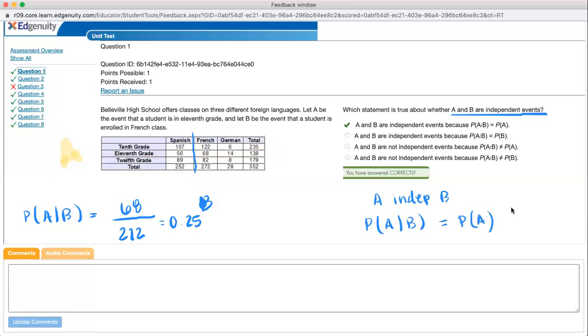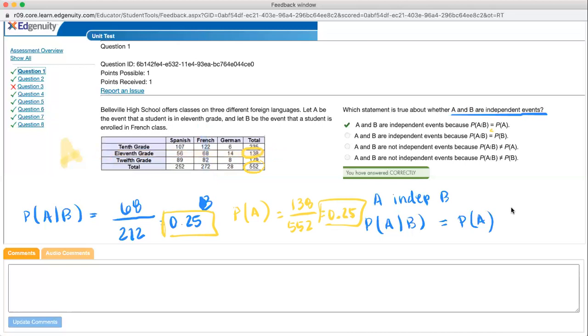If I find the probability of just A, right? So let me go through this again. If I'm looking at just A, the probability of A, then I'm looking at A compared to the whole total, right? So that's the normal simple probability that we learned supposedly in middle school, right? So probability of A is probability of 11th grade. This is 138 out of the total, which is 552. When I take that on my calculator, 138 divided by 552, this will give me 0.25 as well, right? So because these two are equal, that makes them independent events, right?